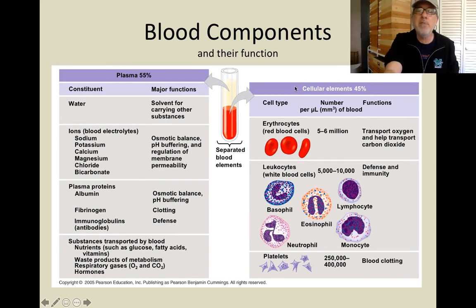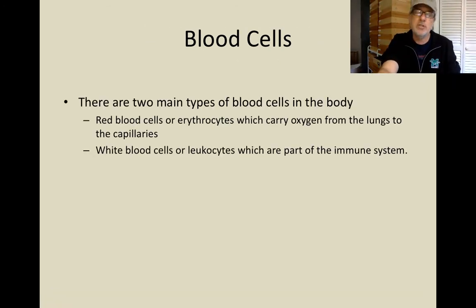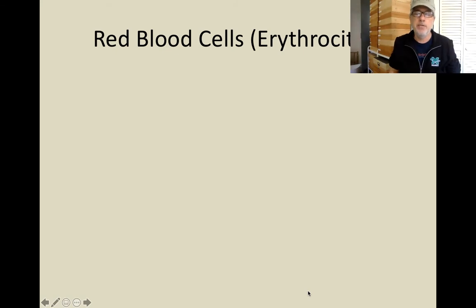Now, of the 45% that are cellular elements, we have one class called erythrocytes, or red blood cells, and one class called leukocytes, or white blood cells, and then the platelets, which we'll talk about all three of in a second. Red blood cells, which are also known as erythrocytes, are responsible for carrying oxygen from the lungs to the capillaries in the body. White blood cells, which are also known as leukocytes, are part of the immune system. Let's take a look at red blood cells.